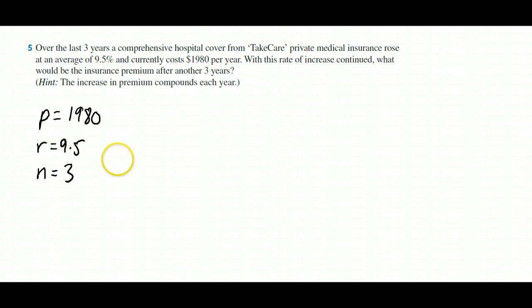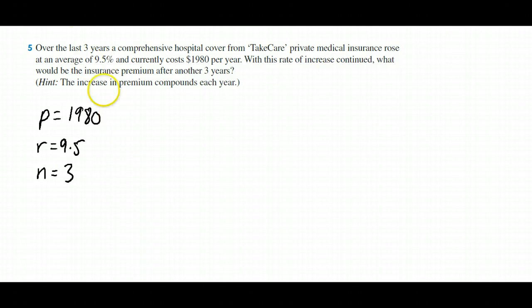Okay, so all we've got to do, as usual, is find out what our key values are. The principal amount, it currently costs $19.80 per year. That's our starting point, and from that starting point, it's going to increase at 9.5% each year for 3 years. So principal is $19.80. The rate is 9.5%, and the number of compounding periods, it says the increase in premium compounds each year, so that's once per year. So over 3 years, once per year, n is 3 compounding periods.